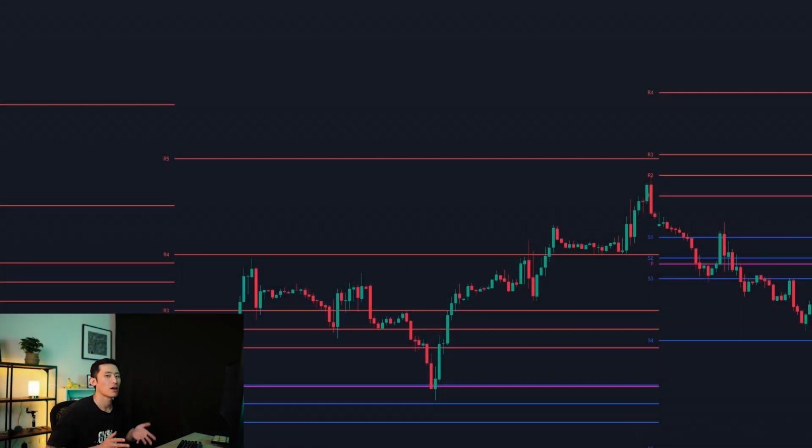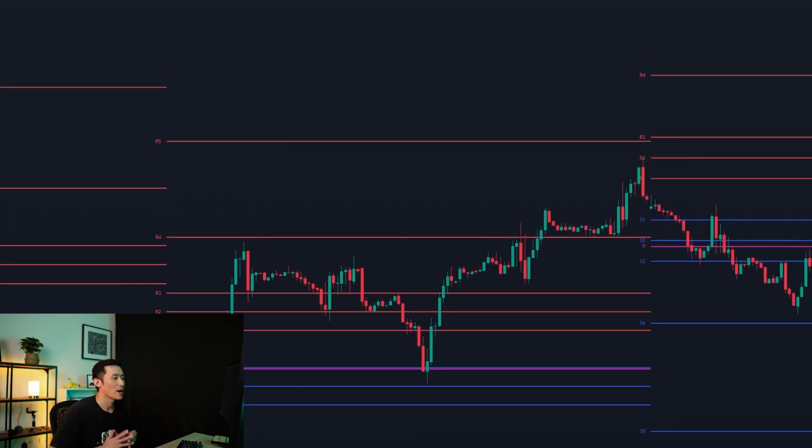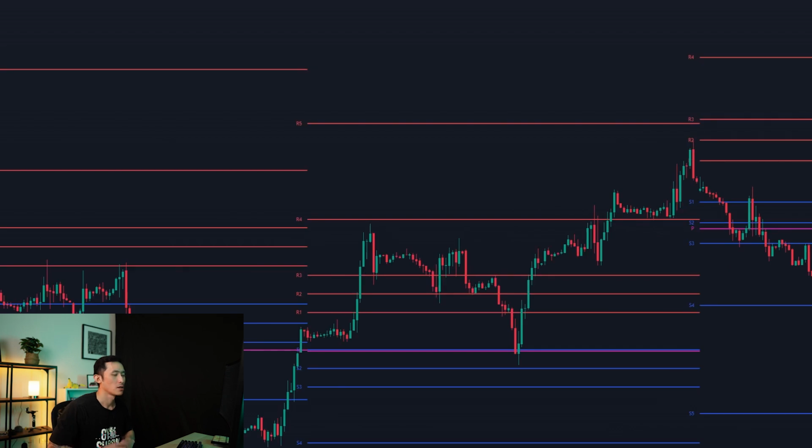Now the other technique I like to combine with market structure is pivot points. And I made a video on pivot points as well, which I'm going to link in the description below. So if you don't know anything about pivot points, go watch that video now. So as you can see on the chart, we have the price action and the Camarilla pivot points set on the weekly time frame.